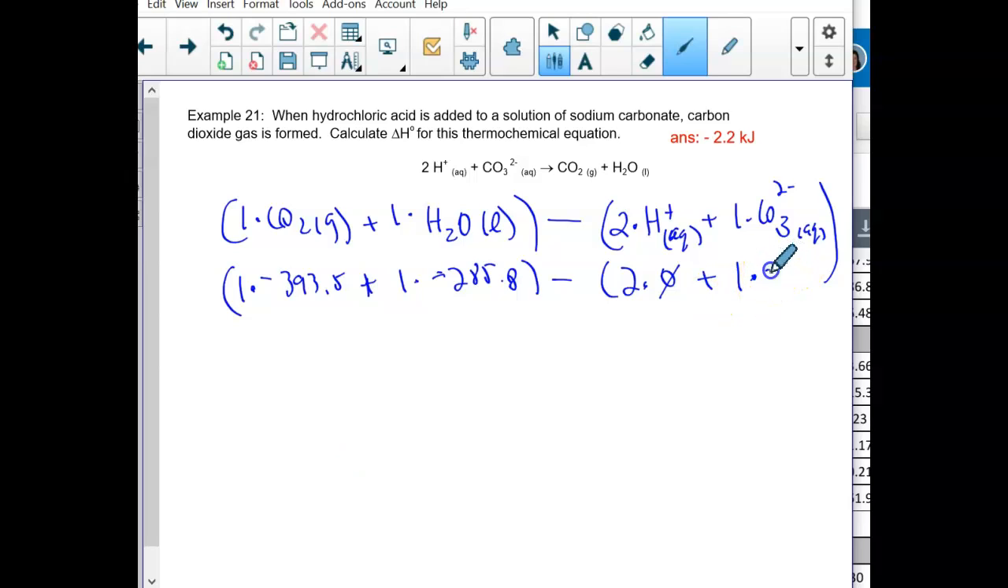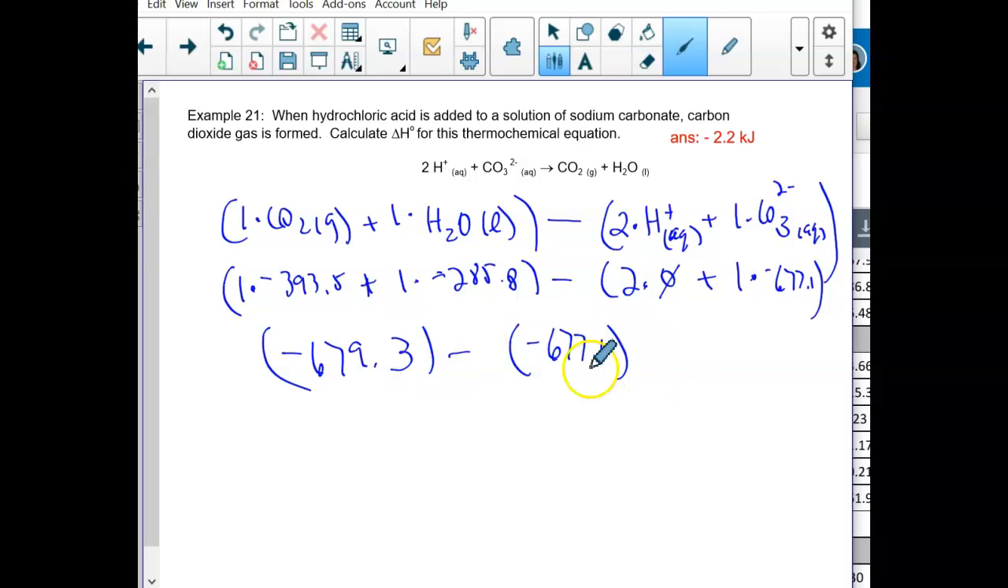So this will be negative 677.1. So now we're going to do this math and then subtract the 2. I get negative 679.3 for the product side, minus negative 677.1. Subtract those two, and I get negative 2.2 kilojoules.